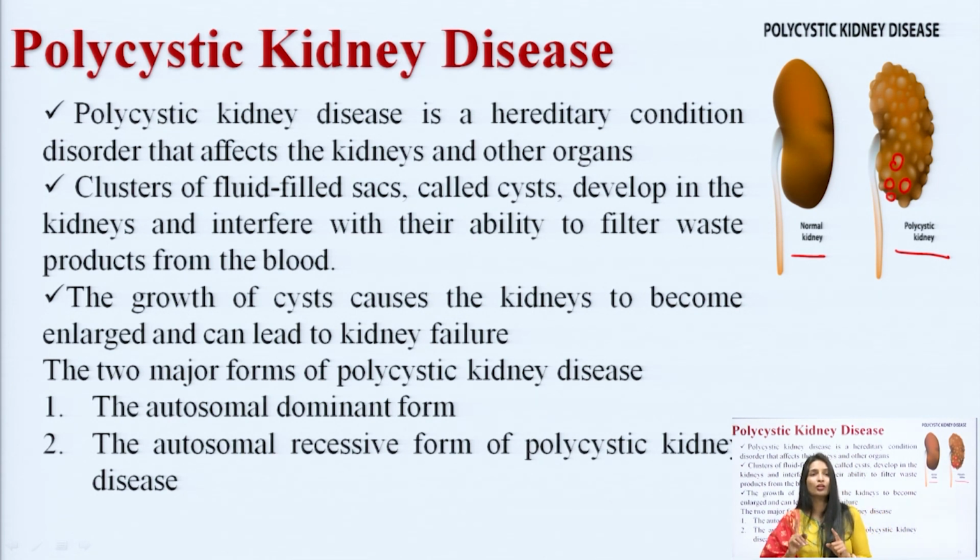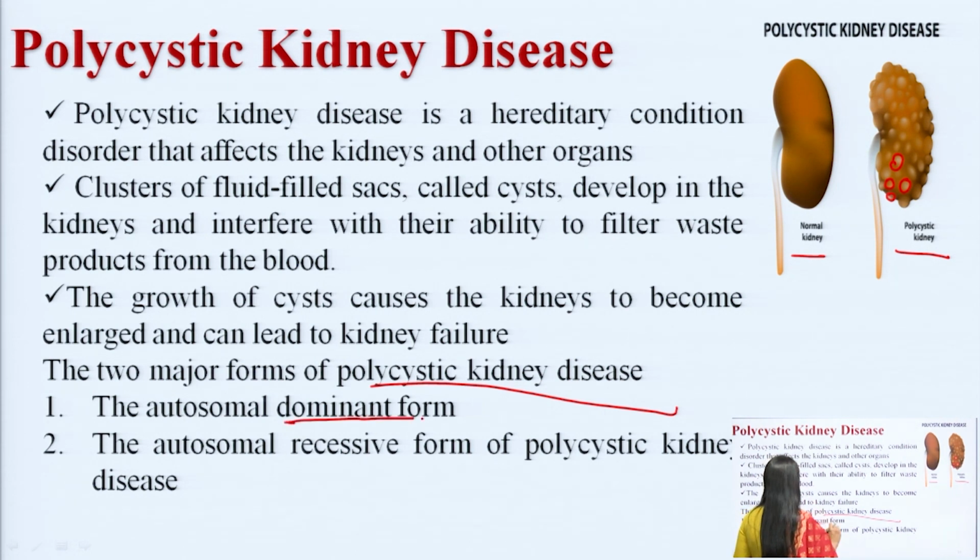Here there are two major forms of polycystic kidney disease. One is the autosomal dominant form, the second one is the autosomal recessive form. These are the two forms of polycystic kidney disease: one is the dominant form, the second one is the recessive form.